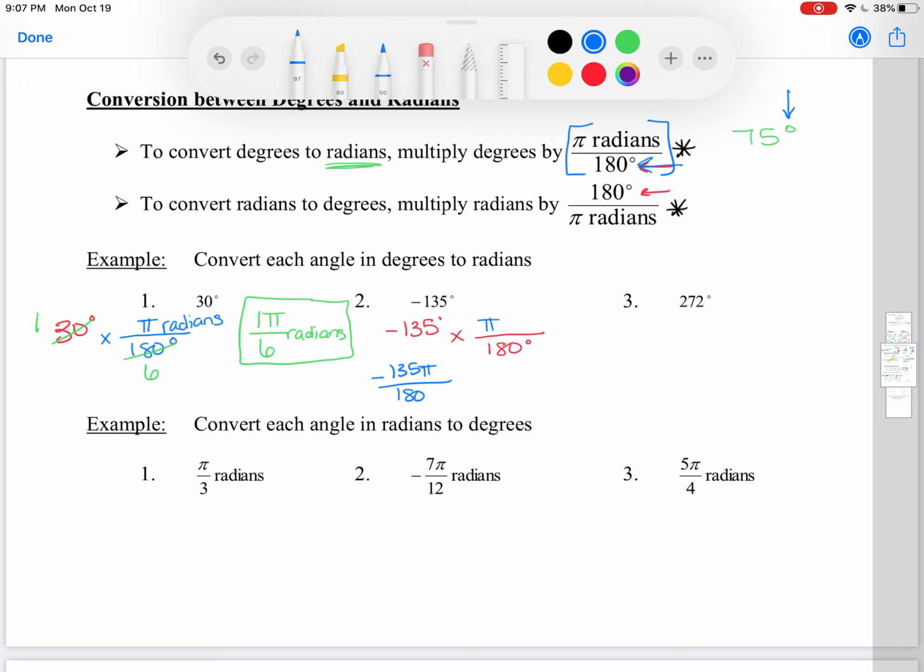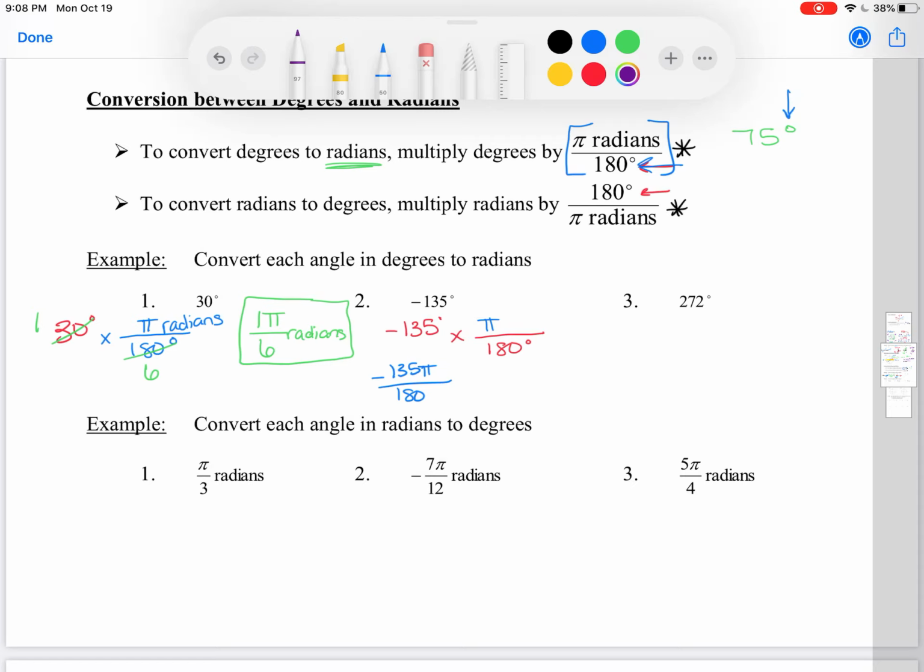And then if we simplify, we get negative 135. Oops, no longer degrees, right? Because that's what we were trying to cancel. Pi over 180. We can, of course, simplify that. They have a 5 in common. They probably have a lot more in common. It looks like they have a 9 in common, potentially.